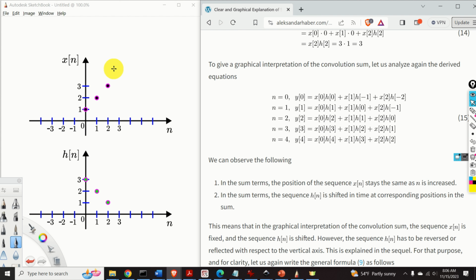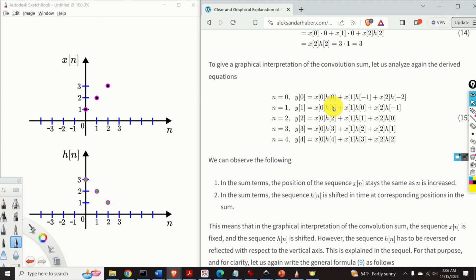To explain this, let's first analyze the derived equations. Here you can see the summary of the equations. First of all, in the sum terms, the position of the sequence x of n stays the same as n is increased. You can see over here, we have x of 0 over here, x of 1 over here, and x of 2 over here. On the other hand, in the sum terms, the sequence h of n is shifted in time at the corresponding position in the sum. You can see it over here.